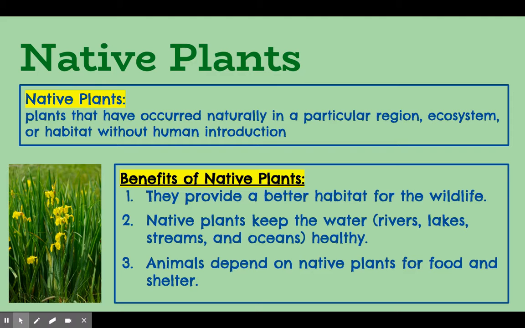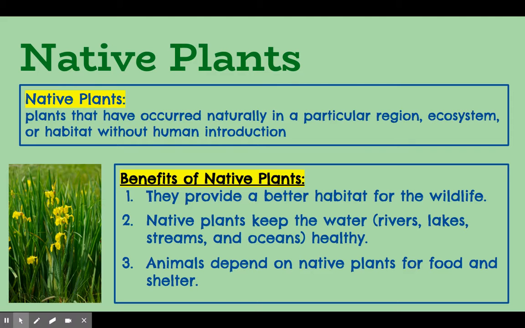Number one, they provide a better habitat for the wildlife. Number two, native plants keep the water healthy. That includes rivers, lakes, and if we live near an ocean, it would be an ocean. Any bodies of water that native plants live near, they help that water be cleaner, cooler, and healthier.